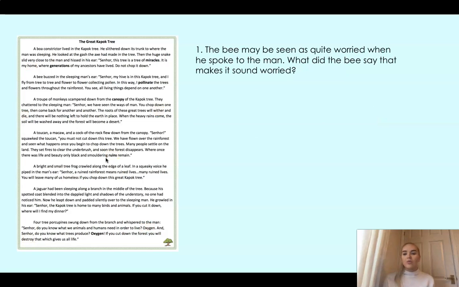The second question we're going to work through together, but I want you to have a bit more independence with this one. The second question is, the bee may be seen as quite worried when he spoke to the man.